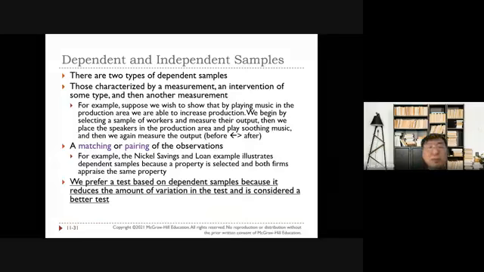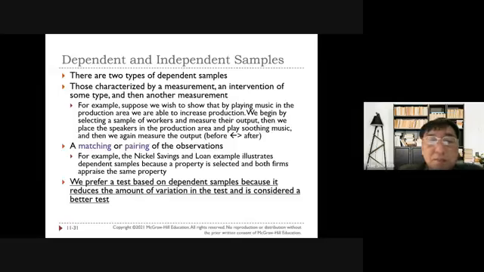Dependent, independent. There are two types of dependent samples. Those characterized by a measurement, an intervention of some type, and then some other measurement. For example, suppose we wish to show that by playing music in the production area, we are able to increase production. This is your hypothesis. So we begin by selecting a sample of workers and measure the output. Then we place a speaker in the production area, play soothing music, and again measure output.